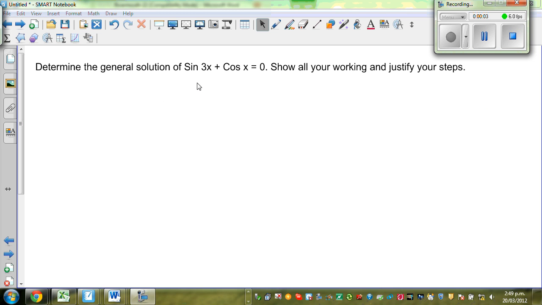Determine the general solution of sine 3x plus cos x is equal to 0. Show all your workings to justify your answer. Okay. So what have we got here?